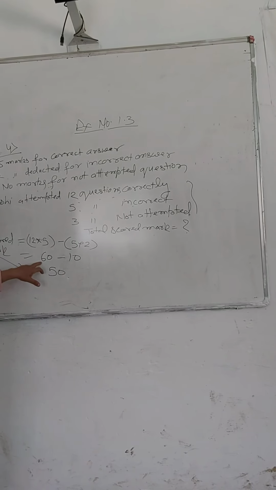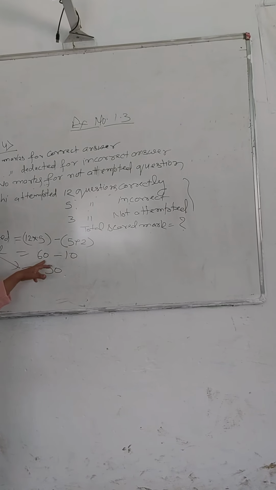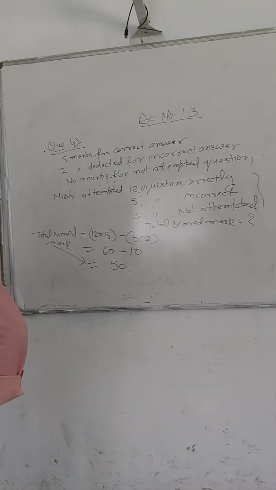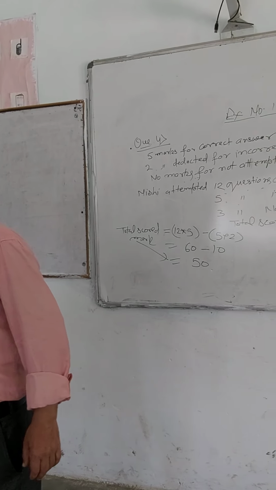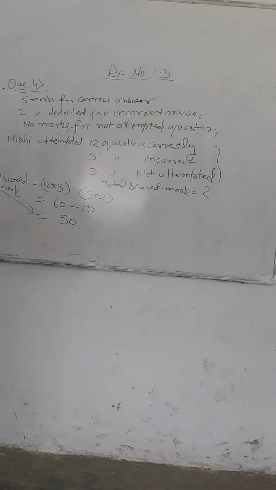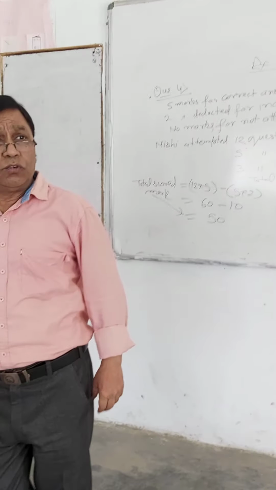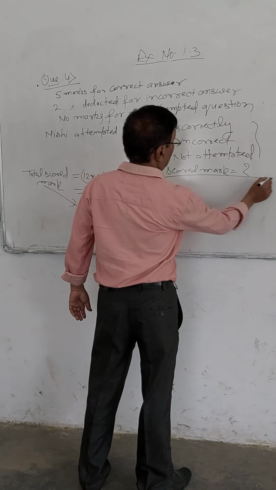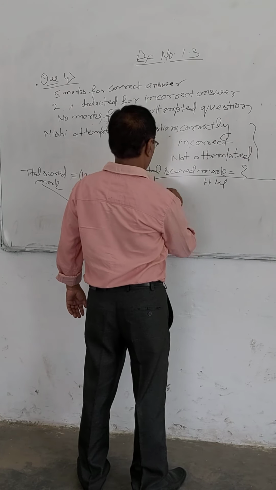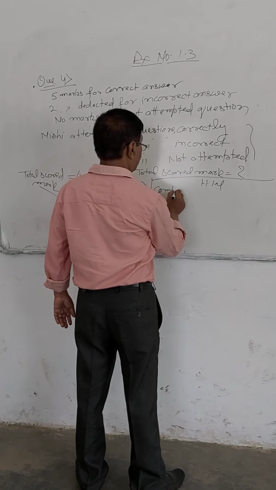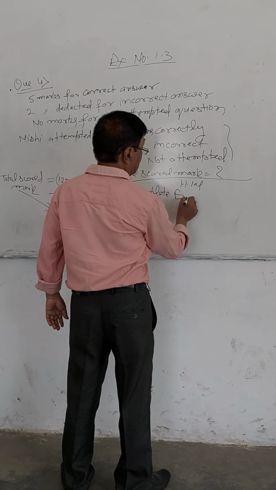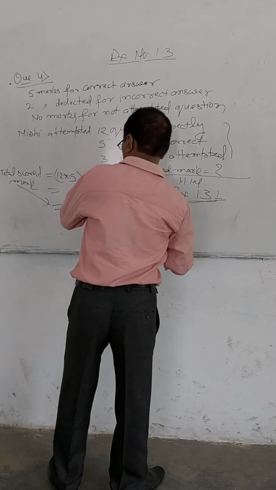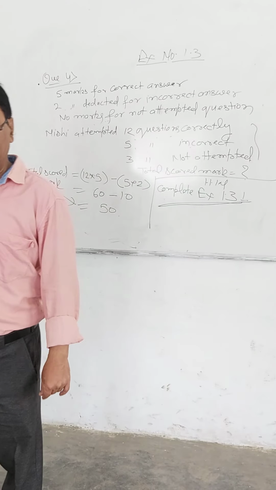Here 12 into 5 is 60, and 5 into 2 is 10, this mark will be deducted from 60, so he will get 50 marks. So this is the answer to question number 4, and in the same way one more question, 5, is given here, that you do in your homework. So complete the whole exercise 1.3. This is the homework of today's class.